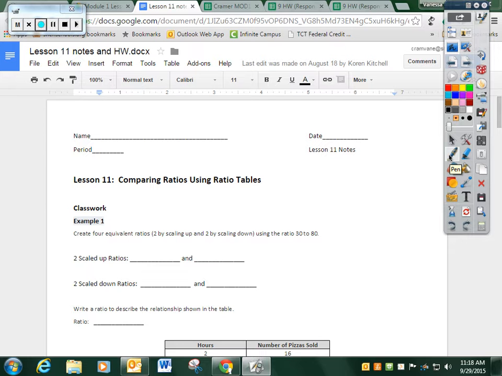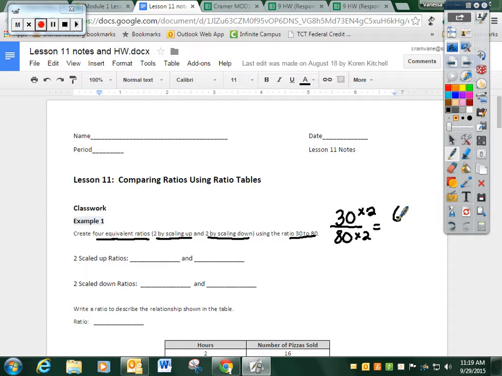Okay, the first thing asks us for classwork example 1 to create 4 equivalent ratios, 2 by scaling up and 2 by scaling down, using the ratio 30 to 80. Scaling up and scaling down is new lingo for you, okay? But I'm going to show you 30 to 80. I'm going to first scale them up. Scaling them up means multiplying the ratio they give you by a number. So the parts of the ratio get bigger.